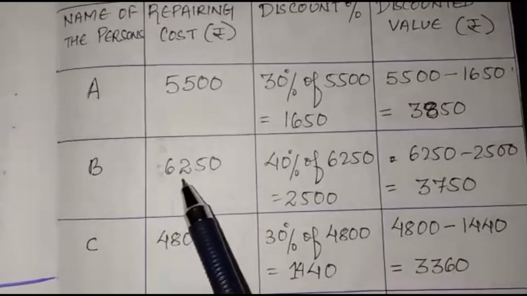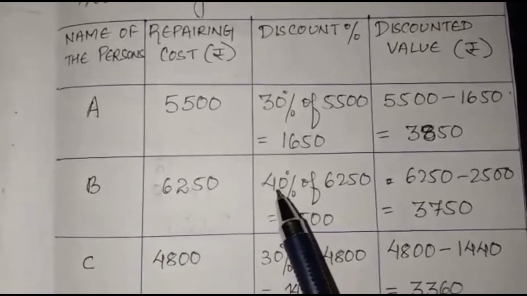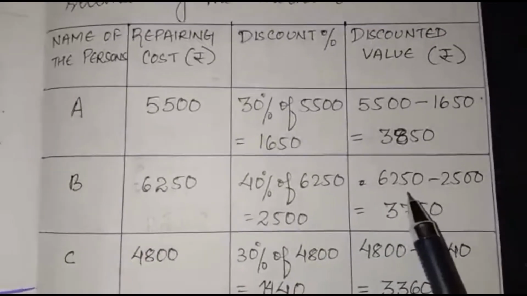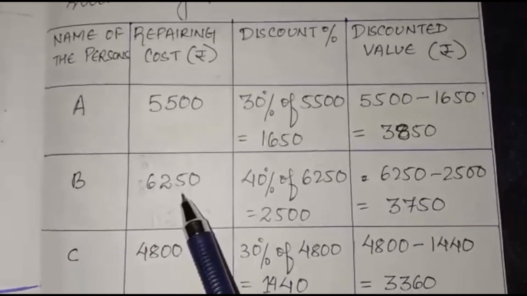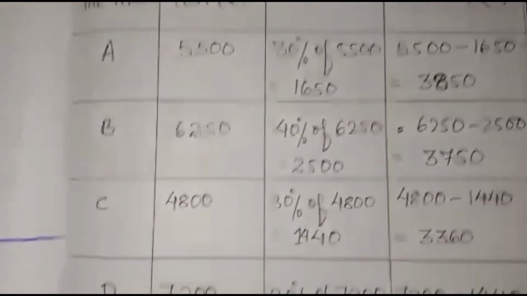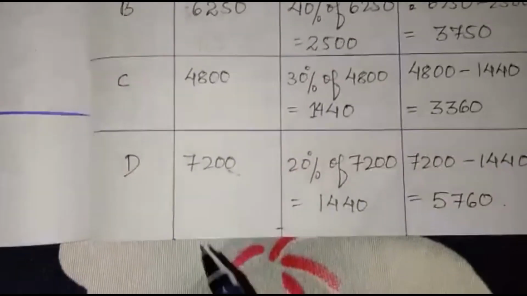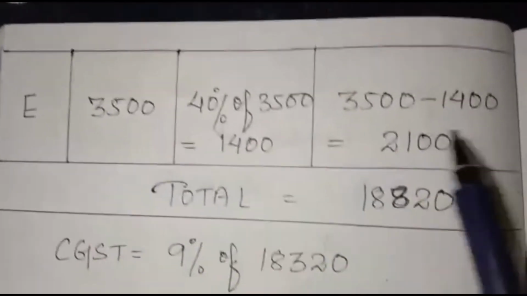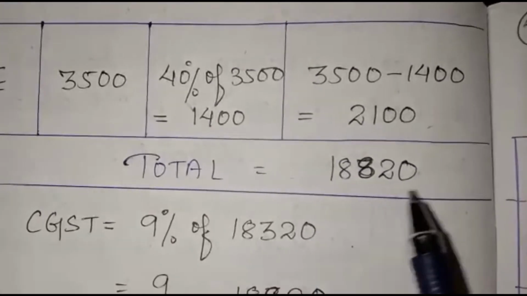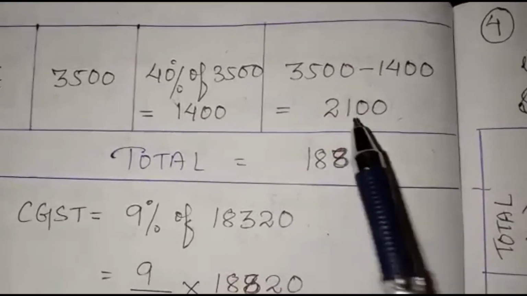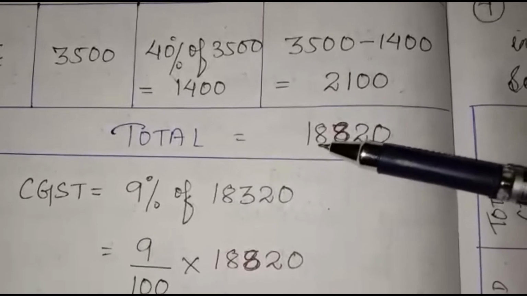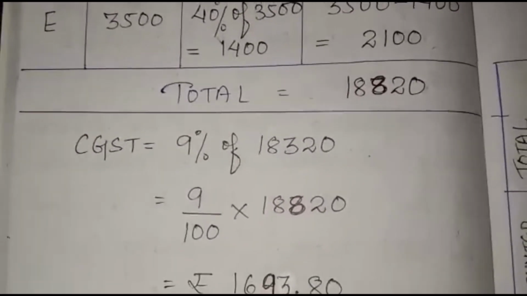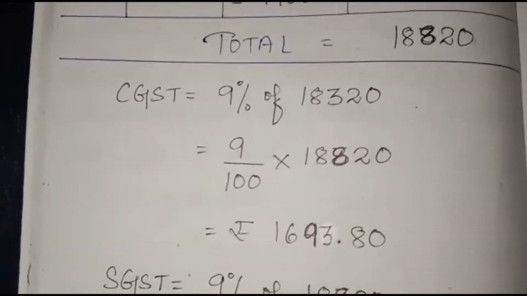Then B, this is the repairing cost. He is getting a discount of 40%, which is 2,500. So find here the discounted price, repairing cost minus discount. Similarly for C, D and E, you can calculate this. Here you will find the total. To find the total you have to add these discounted prices of the 5, you will get 18,820. But here that mechanic will charge GST also.